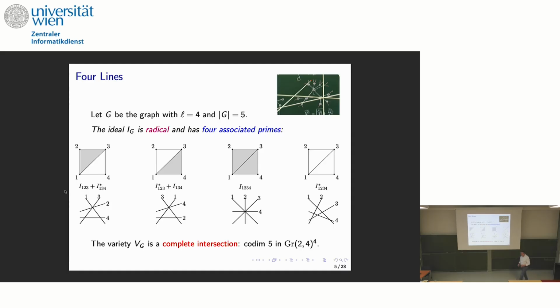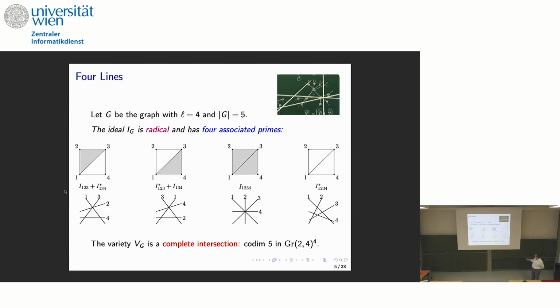It's a complete intersection, and complete intersection implies Cohen-Macaulay. I know you don't like words like Cohen-Macaulay, but you talk long enough to Felix, you might actually like it. So these are names of people. Yes, question.